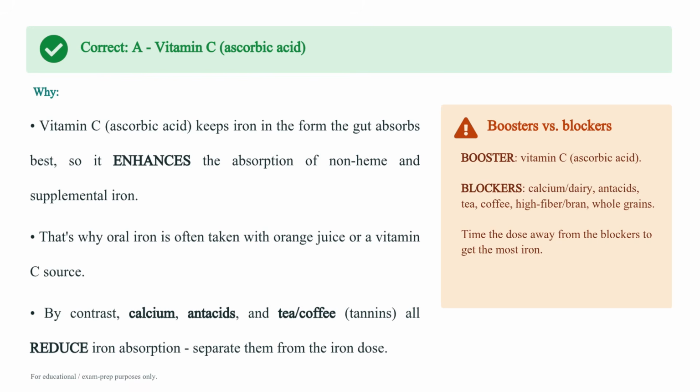The booster is vitamin C, and the blockers are calcium and dairy, antacids, tea, coffee, and high fiber or whole grains. Time the dose away from the blockers to get the most iron.